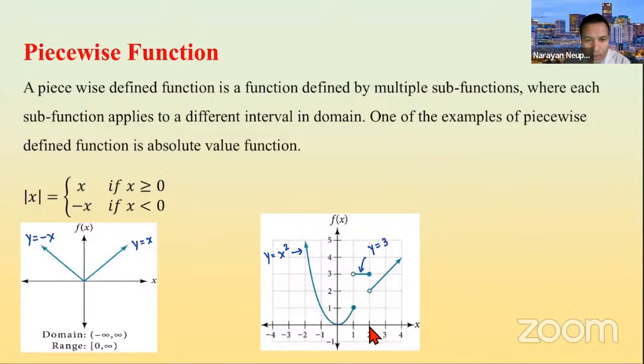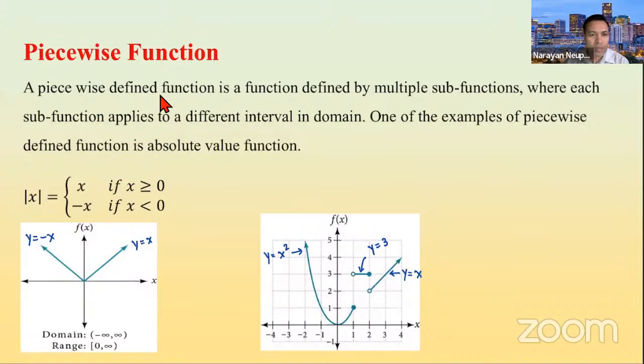And then for this one, you can see x and y are equal. If you look at this point, 3 and 3. If you look at this one, 4 and 4. That means this line, which is for x greater than 2, is y equal to x. If you see a function defined piecewise, then we call it a piecewise defined function.